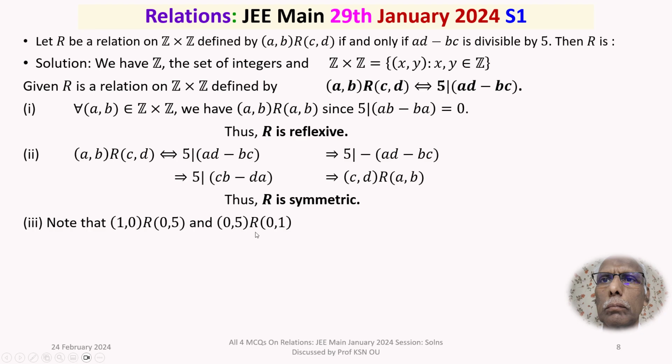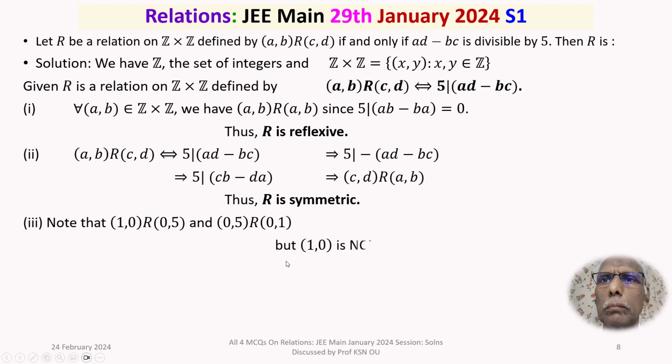And 0 comma 5 is related to 0 comma 1. AD is 0 into 1, which is 0. BC is 5 into 0, which is 0. AD minus BC is 0. 5 divides 0. So 0 comma 5 is related to 0 comma 1 is also true.